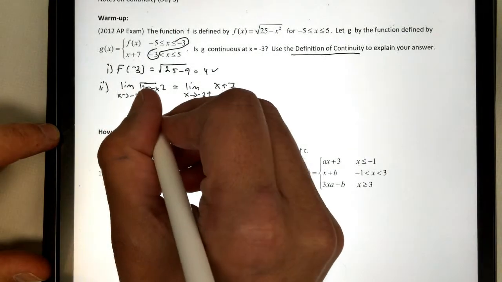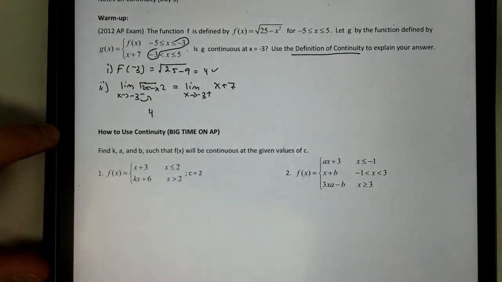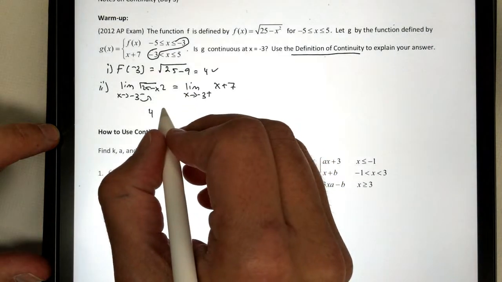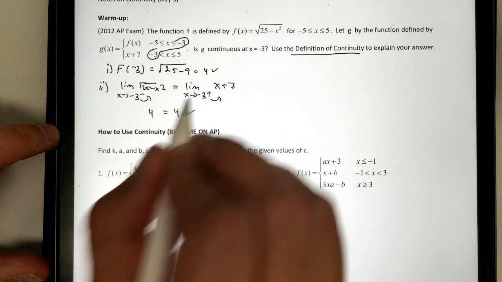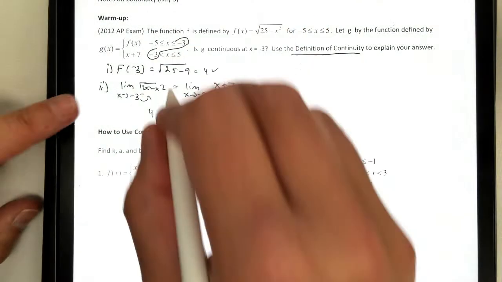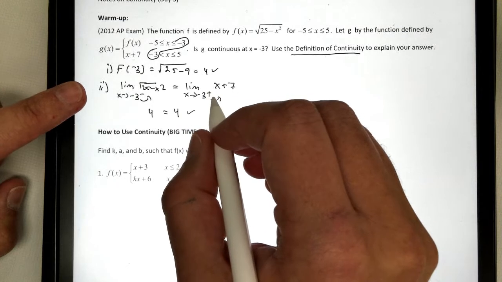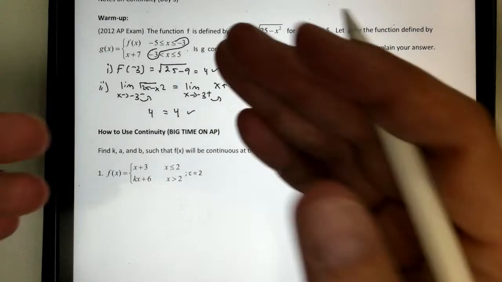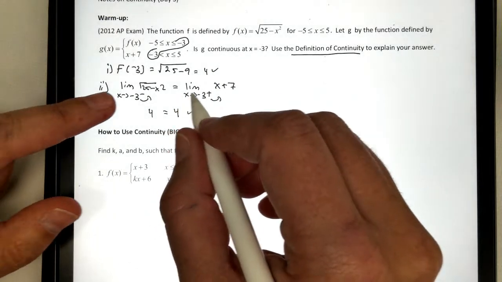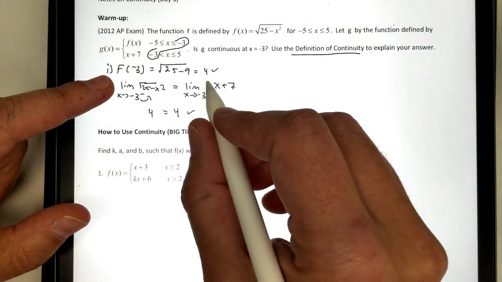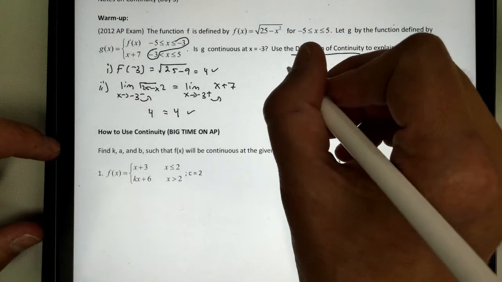If we substitute in, we already know that this side is going to equal 4. Our other side, if we plug in negative 3, we also get 4. And that's a true statement. So we know that the value exists. We know that the limit exists. So now we just have to make sure that they're the same. And yeah, they are the same. 4 does equal 4. The limit here is approaching 4. The value is equal to 4. So now we can say our answer.